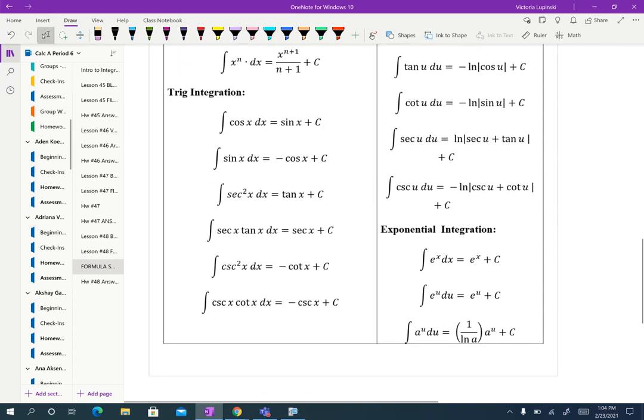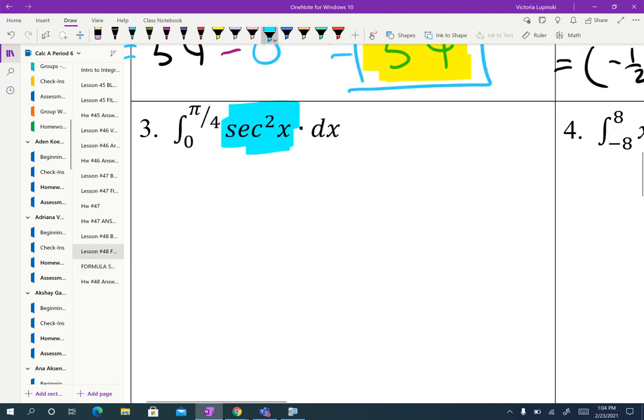You're going to look under your trig integration, and here you have the integration of secant squared is equal to the tangent. So I'm going to go ahead and go back. The only integration that I need to do is to replace the whole secant squared with the tangent. Again, draw that fancy line to indicate that you know that you are now evaluating it.